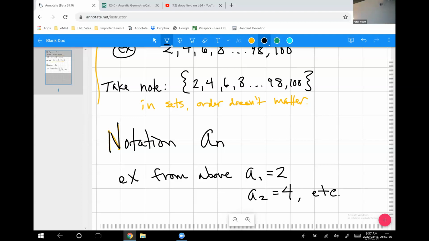So when you have a sequence, you can use an A or a B or a C, and they use these instead of an X because these are constants. These are values that don't change. But the subscript allows us to refer to a particular element on the list in the sequence, the nth element, the first one, the second one, the 10th one, whatever.